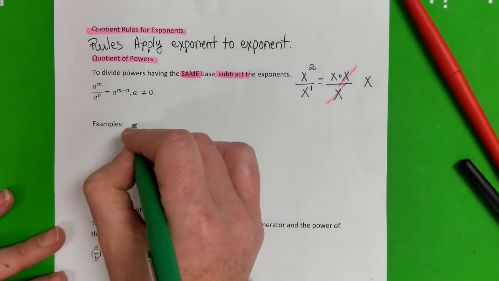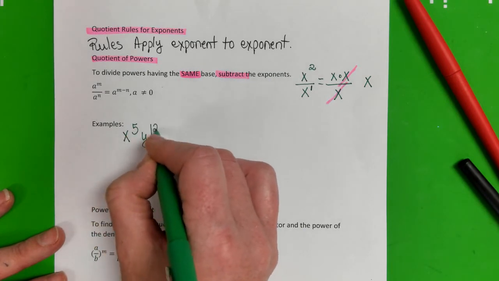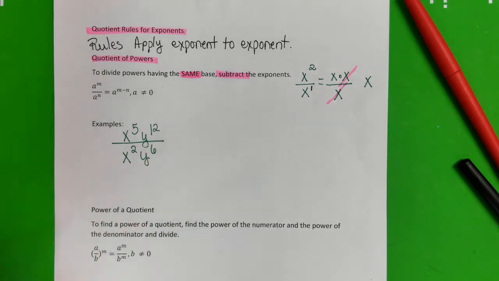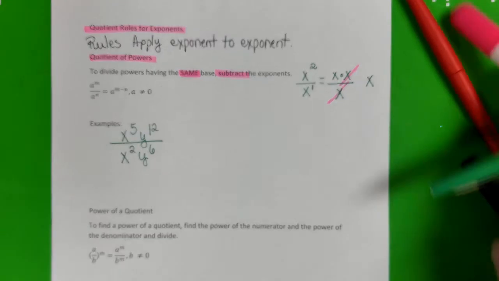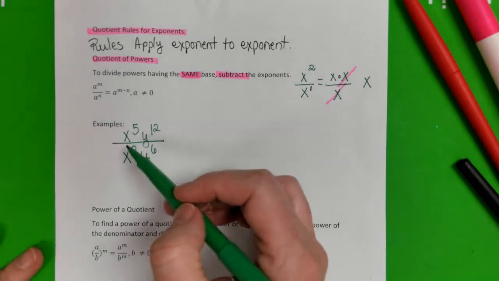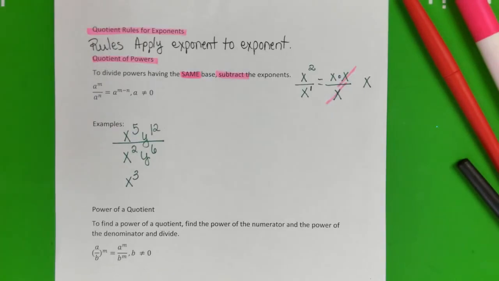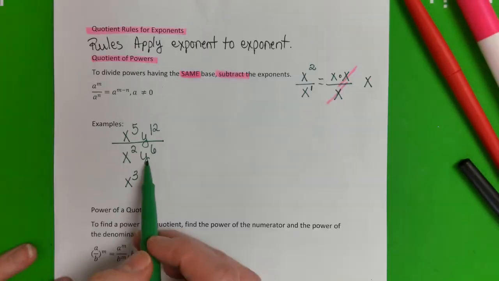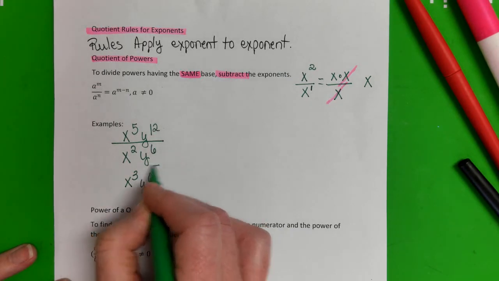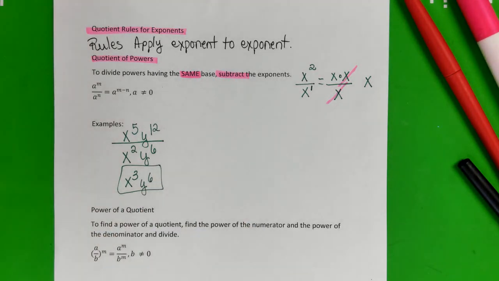Okay, so let's look at another example. x to the 5th times y to the 12th over x squared times y to the 6th. Now, I did this to start with because I do want to stress that they have to be the same base, right? And so we can't just put everything together. So I only want to look at my base x's first. And what is 5 minus 2? 5 minus 2 is 3. And so it's x to the 3rd power. My y's, base y, I'm going to do 12 minus 6, which is simply 6. And so this would be x to the 3rd, y to the 6th.